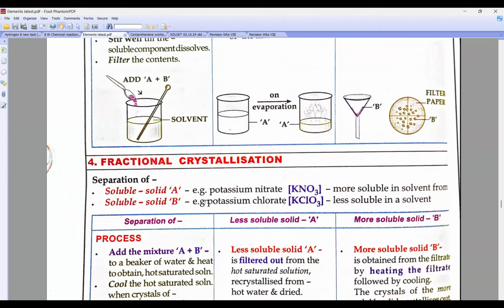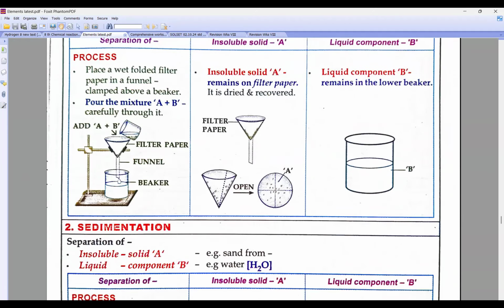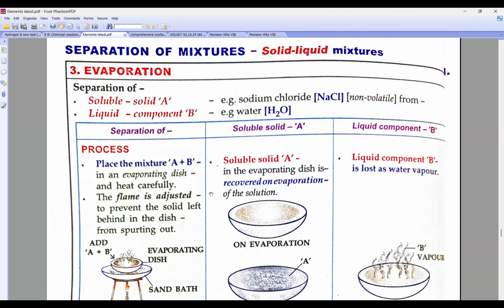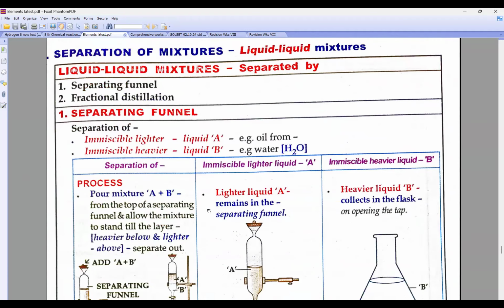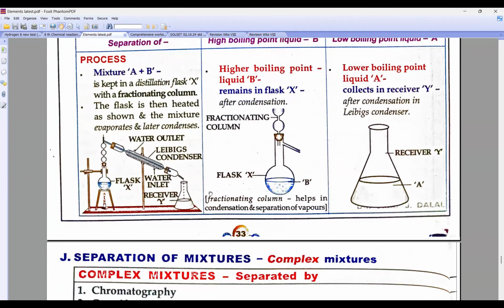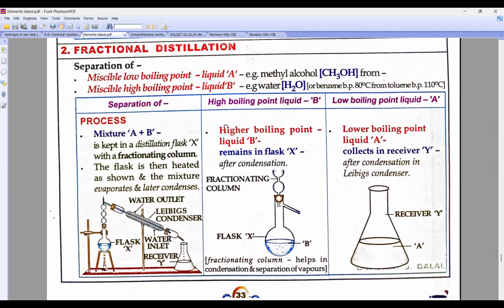And beta, since the difference in boiling point is small, we use fractional distillation, and in fractional distillation we use a fractionating column. Look here. In a diagram based question they may ask this. If you see this part, this is not a thermometer. Can you see this is what, beta? The fractionating column.